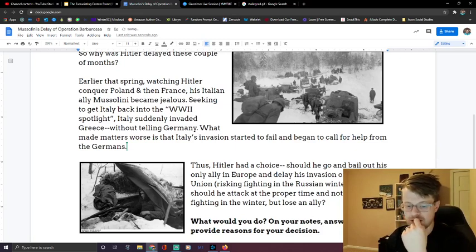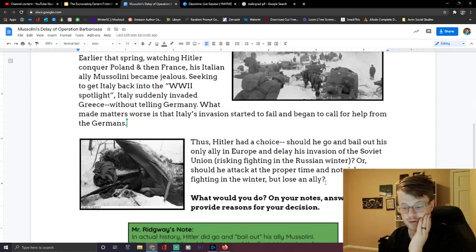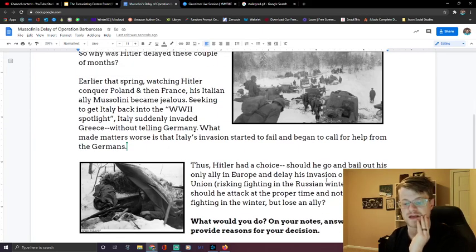Should he go and bail out his only ally in Europe and delay his invasion of the Soviet Union, risking fighting in the Russian winter? Right? And that's the thing you have to think about. Russian winters are really cold. Or should he attack at the proper time and not risk fighting in the winter, but lose an ally?